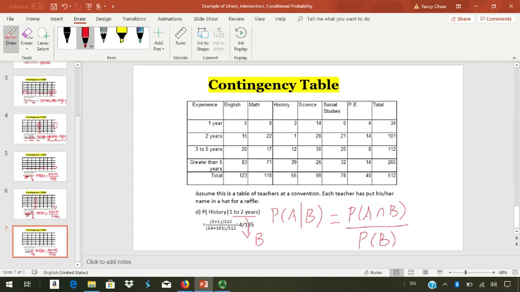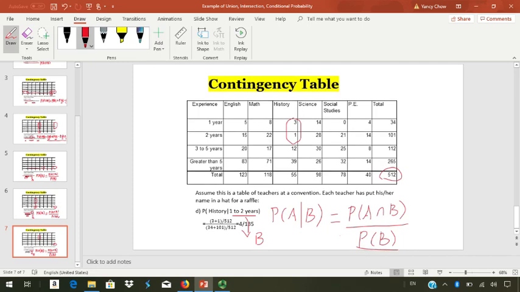A and B, history and 1 to 2 years. So for history and 1 to 2 years, you need to add these two together and divide it by the total number. Divided by the probability of B. B is 1 to 2 years teaching experience, so it will be these two, the total number, 1 year and 2 years. So 1 to 2 years. So that will be the probability for B. That's all for this video.